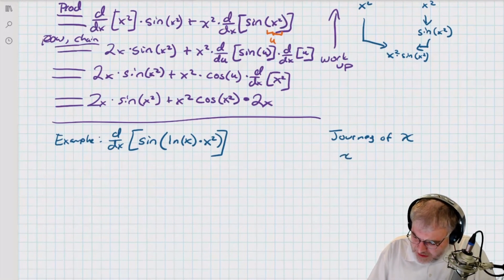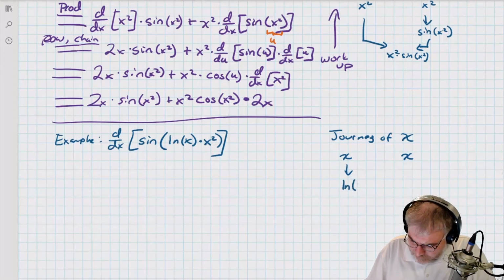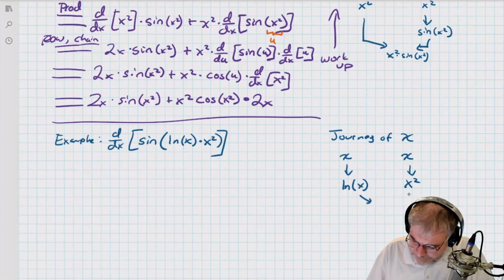So I have the journey of X. I've got X is going to go in twice. Now, the first thing that happens to this X is he gets logged, whereas this X over here gets squared. Now they get multiplied together. And then they get signed together.